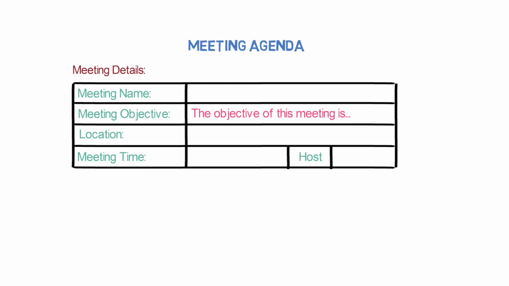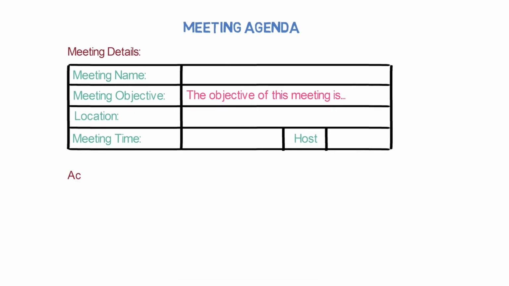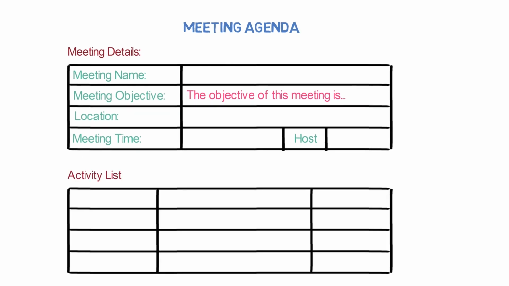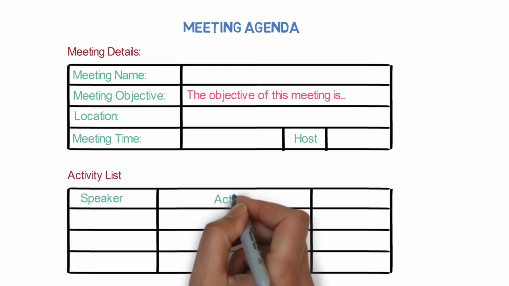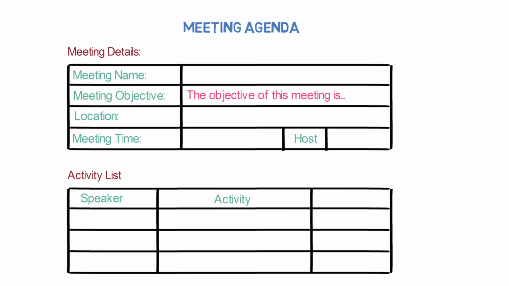Number 3, leave some space and write activity list. In the activity list section, you can create a table in this way and write 3 important details. Number 1, name of the speaker. Number 2, activity that he or she is going to conduct. And number 3, time allotted to the speaker. So this entire table will be helpful in understanding the proper meeting schedule.